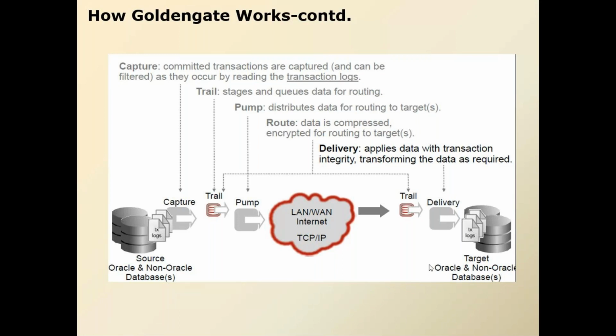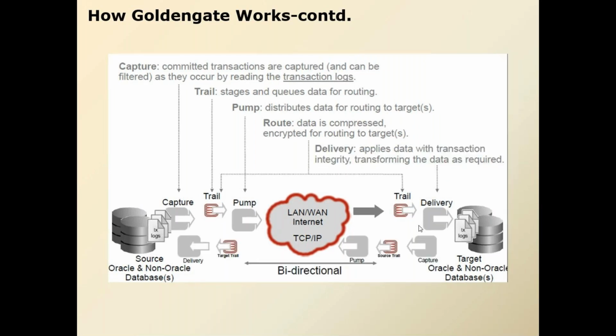So the capture process source is transaction logs of the database and target is local trail. Pump process source is local trail and target is remote trail. Replicate process source is remote trail and target is target database. So each process in GoldenGate has a source to read from and a target to write to.